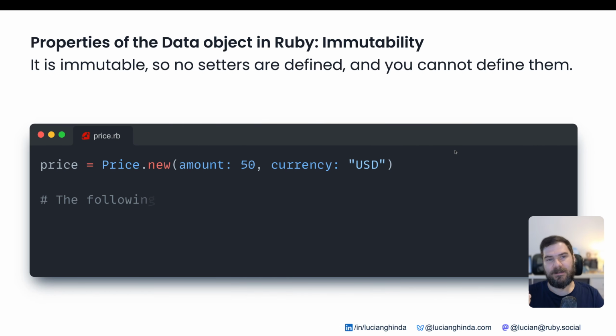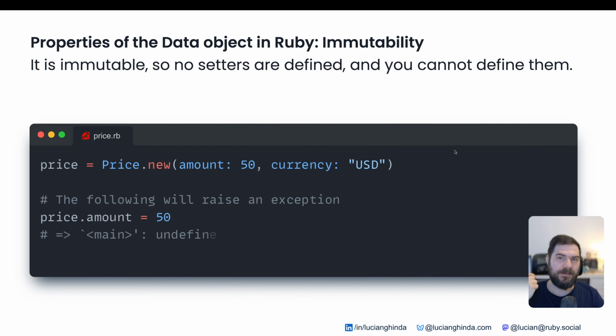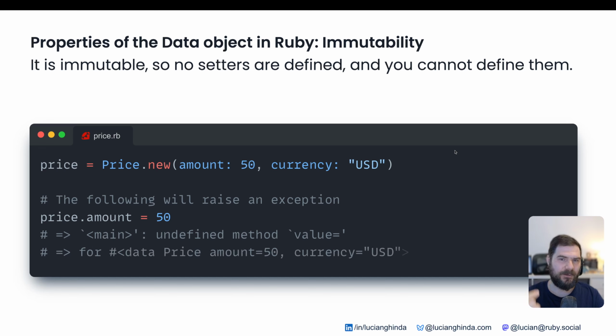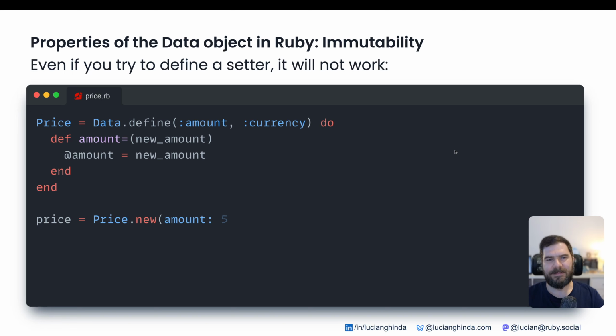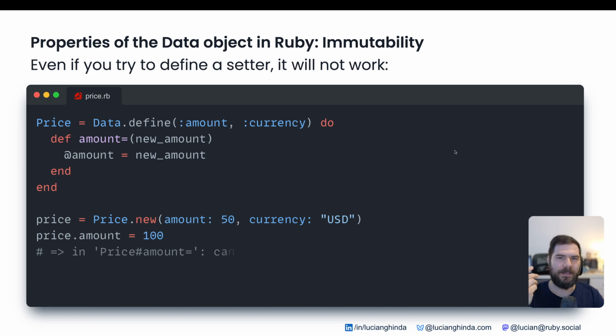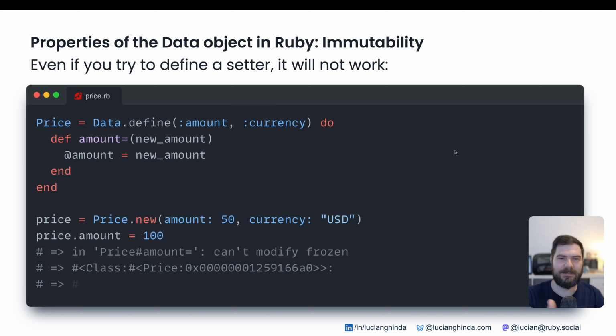Now, properties of this Data object in Ruby. It is immutable. That means there are no setters defined and you cannot define them. Here I try to call a setter and you see that I got a NoMethodError. Now let me try to force a setter. So I define a custom setter and I try to assign a value to the instance variable, which is amount.